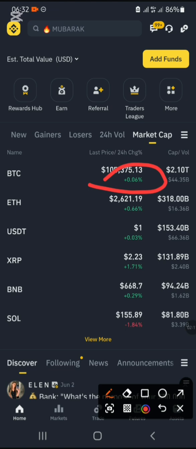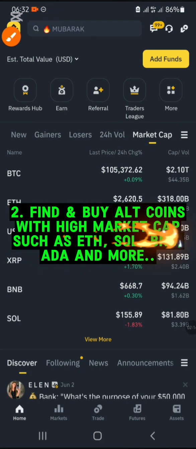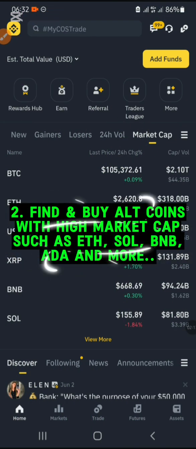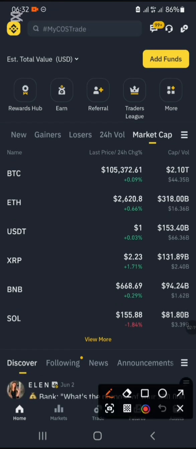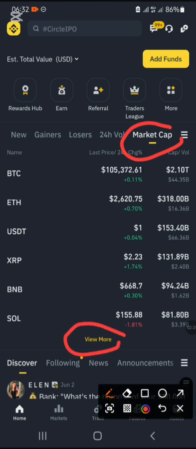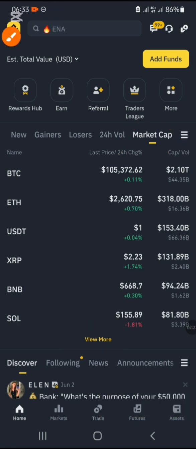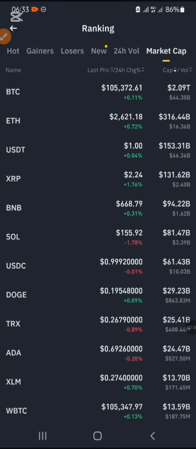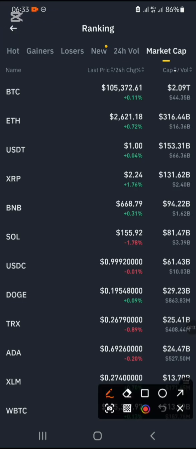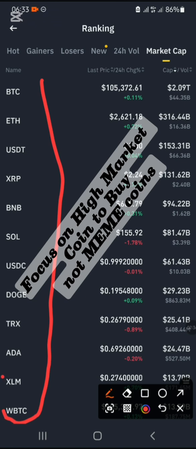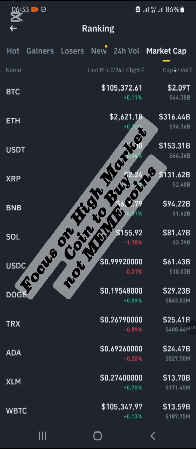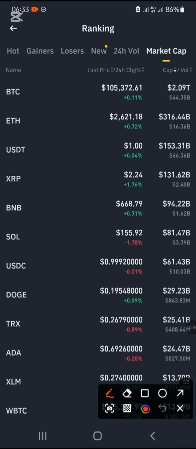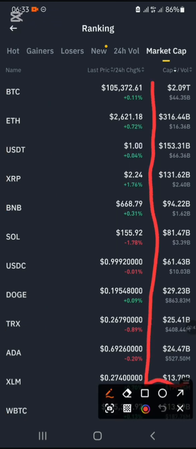Once that happens, the next thing you want to do is find other altcoins with high market cap. You see where market cap is here on the chart. Then click on view more, this down button, and find all other coins. The first coins you can see here are high market cap coins. That's why they are on the ranking; they are ranked based on their market cap. This is the market cap value here. You can see their market cap value and volume right there.